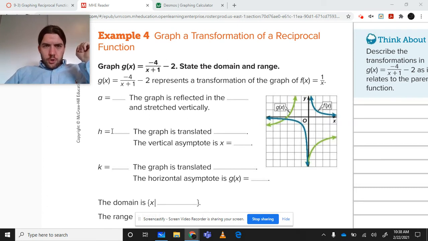H is our horizontal shift, so it looks like we shift to the left by 1 unit, right? When x is -1, we're going to have our asymptote, which used to be at x equals 0. Okay, so we have shifted to the left, and we have shifted down 2 units. K is -2. We translated our graph down 2 units.